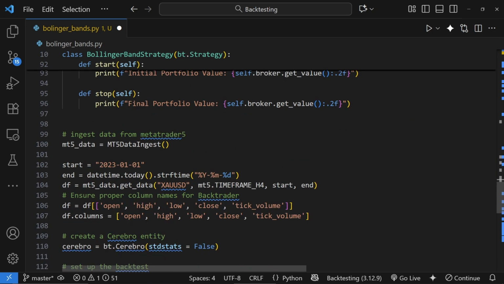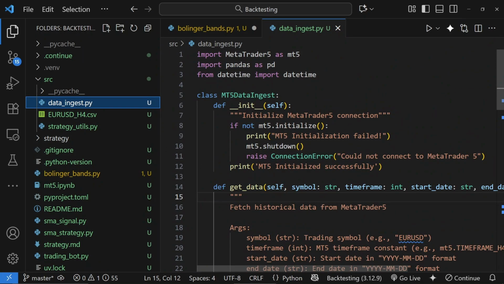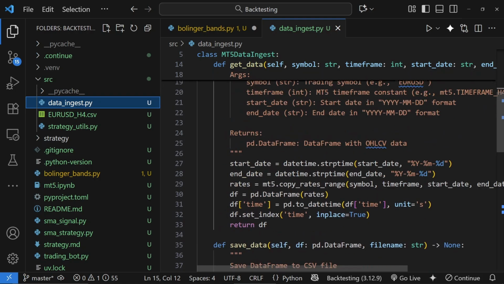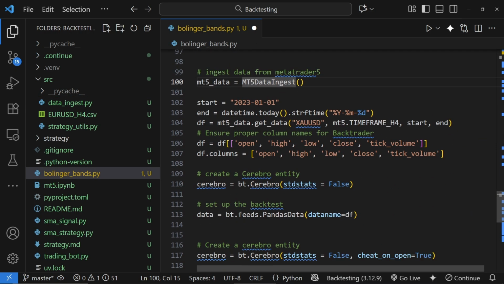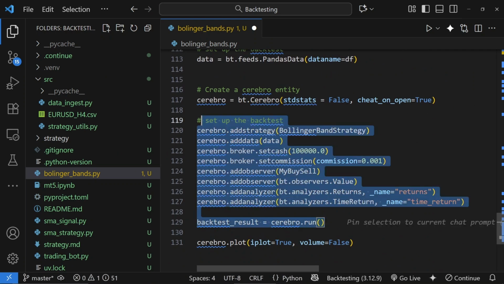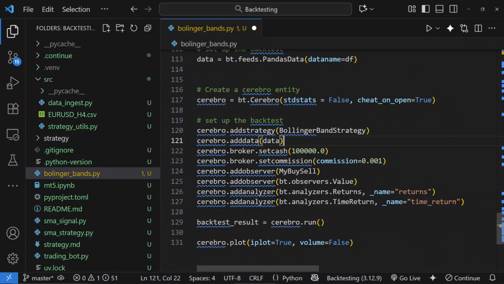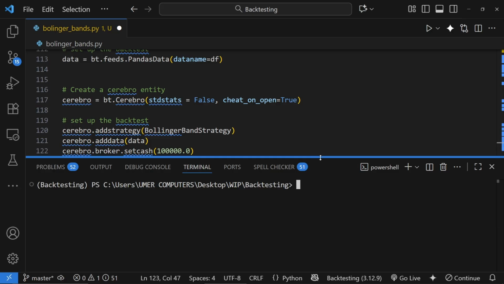All right, and this part of the code basically ingests data from MetaTrader 5. For this to happen, I need to have MetaTrader 5 installed on my PC, and I'll be ingesting the data with this function right here. This part of the code that actually ingests the data is a class that I've used. And I'll be ingesting data from 2023 till today, and I'm using the gold USD pair, and the time frame is 4 hours. All right. And now this part of the code sets everything up to spin up this backtesting, and all I need is to run this script to start the backtesting.